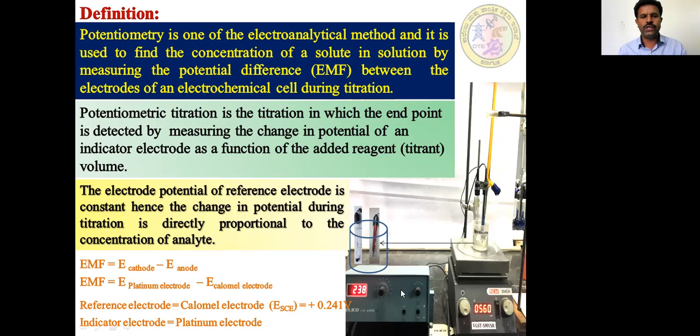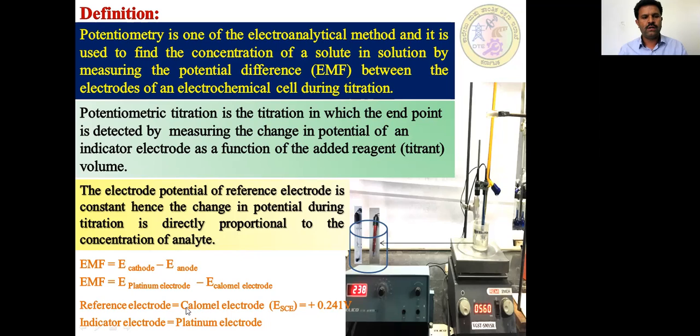The electrode potential of a reference electrode, that is the saturated calomel electrode, is constant. Hence, the change in potential during titration is directly proportional to the concentration of analyte. So this is the definition of potentiometry. Here EMF is equal to the electrode potential of cathode minus the electrode potential of anode.